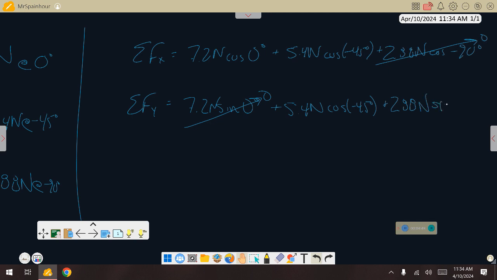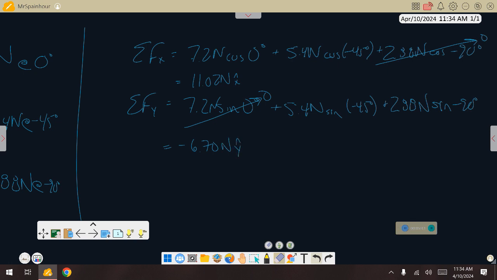2.88 newtons sine. Ooh, I said cosine. Glad I got it. Sine. That's right. Sine of negative 90. Of course, that's going to get you negative 1 on that. But if I add all of those up, I should get a total x of 11.02 newtons x hat and a total y of negative 6.70 newtons y hat.